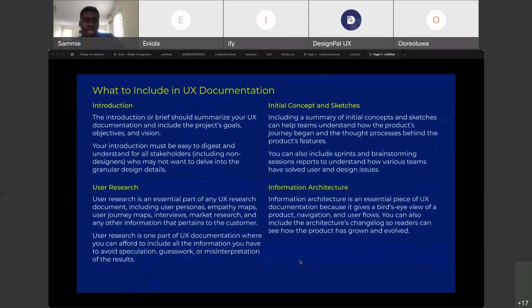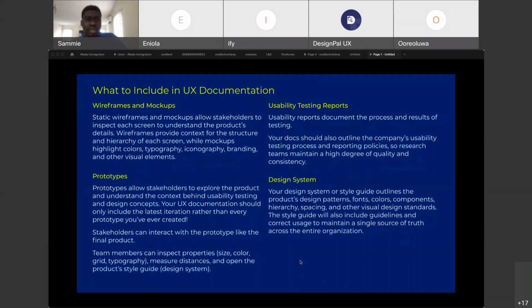Now, remember when we said your research and your initial sketches, you have the initial style. In your case study, if you're going to put that, it's not the initial style, it's probably the solution your research was able to come out with that you really work with. So that's another slight difference. Then usability testing, you're doing with that design system.